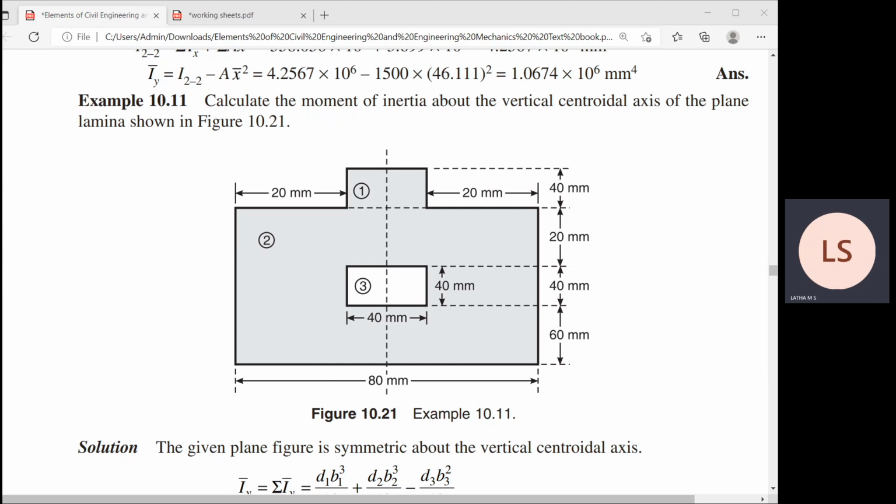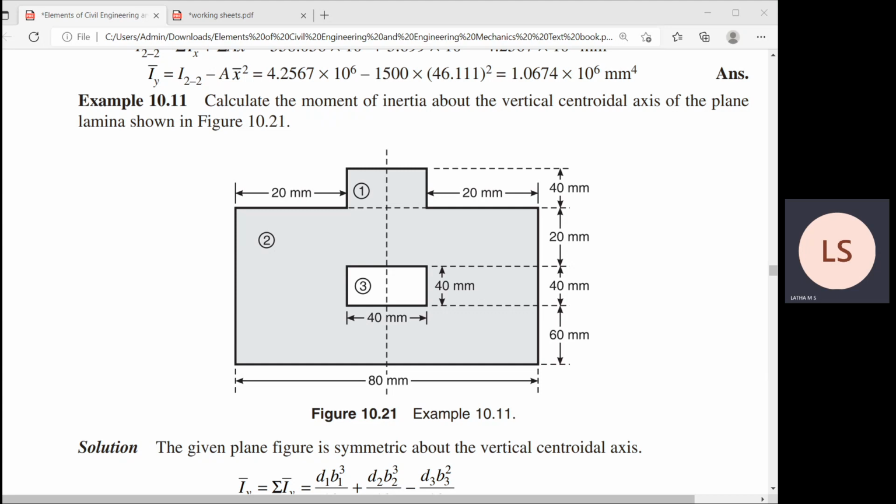We'll be continuing with the problem, doing a problem on moment of inertia about the centroidal axis, which is vertical, and this vertical axis is being defined in the problem. Okay, so let us start doing the problem.